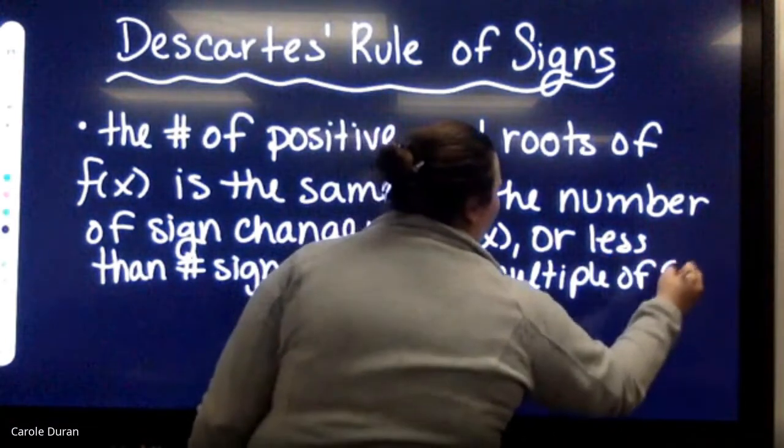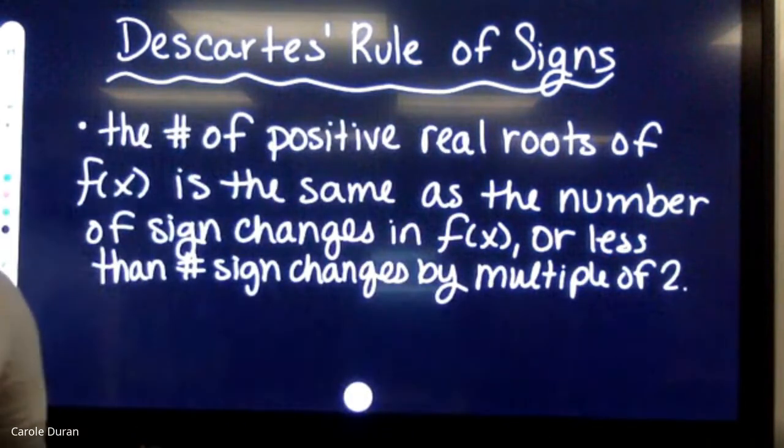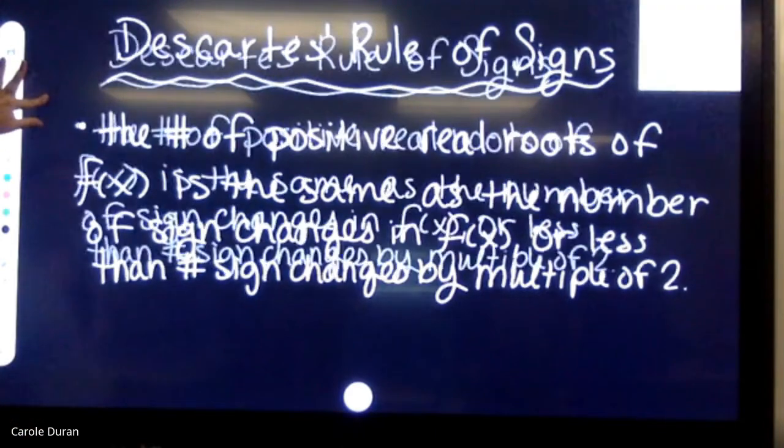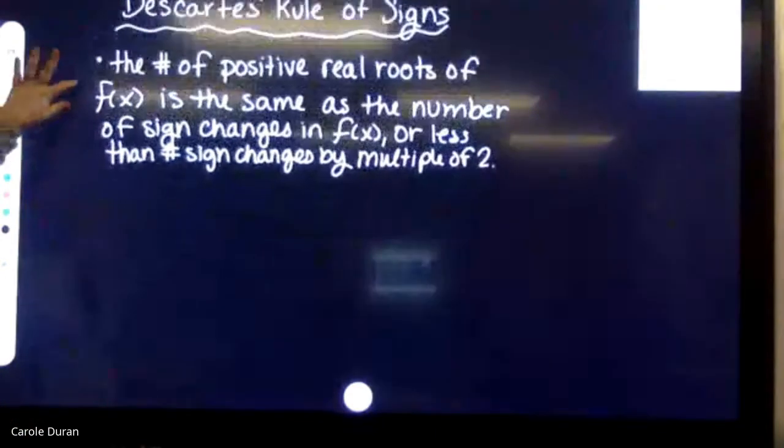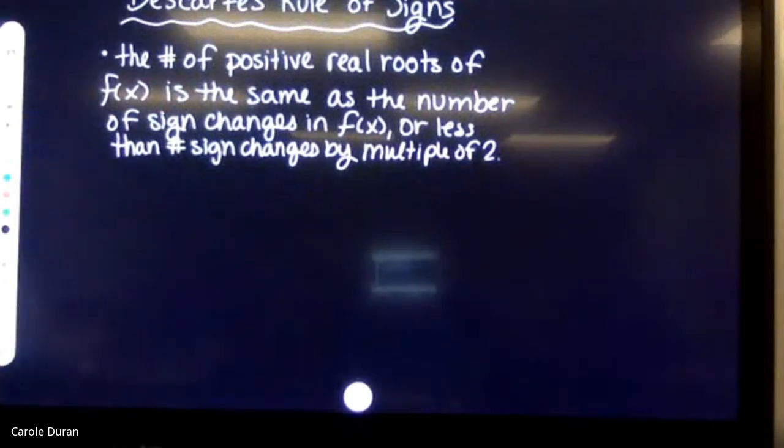I know it's really, really, really confusing. Write it. When we do some examples, it'll make more sense. So that is the rule for the number of positive real roots. This only applies to real numbers, so imaginary are not categorized in this.